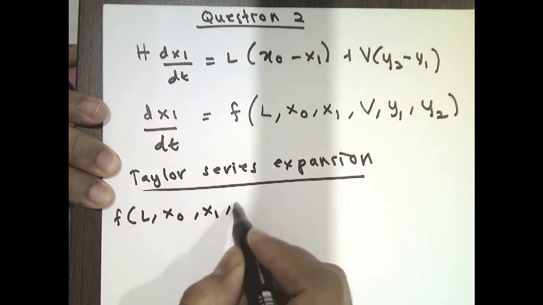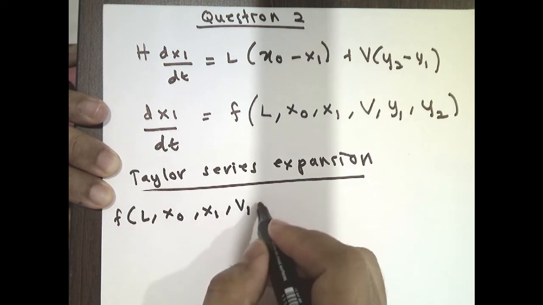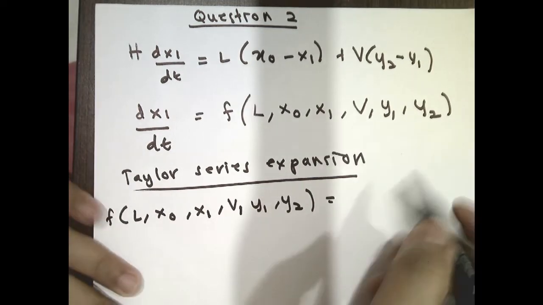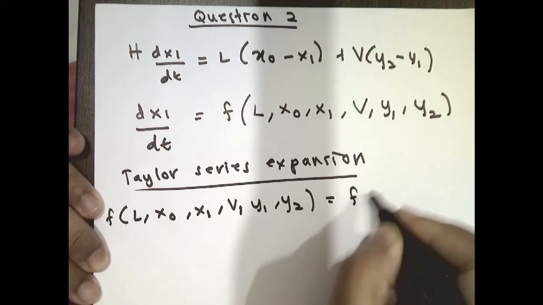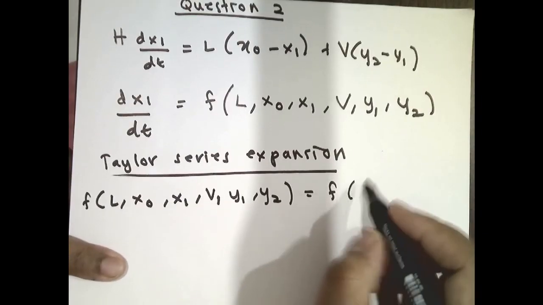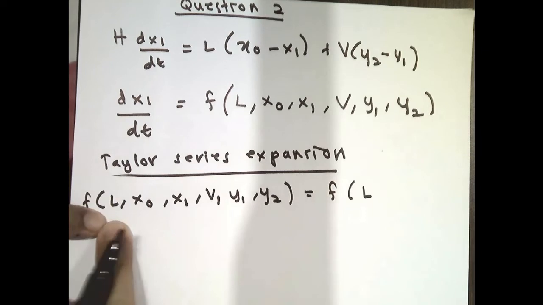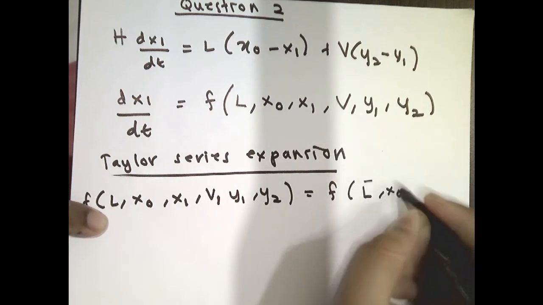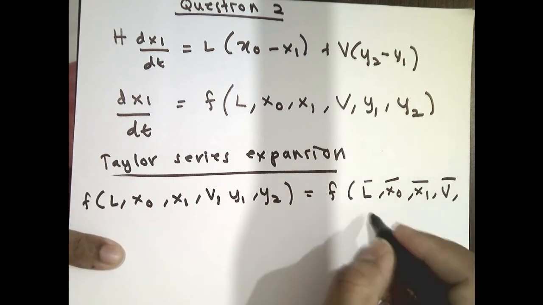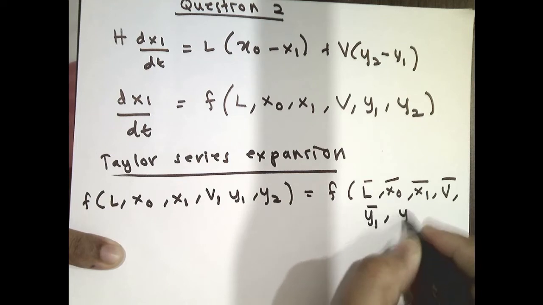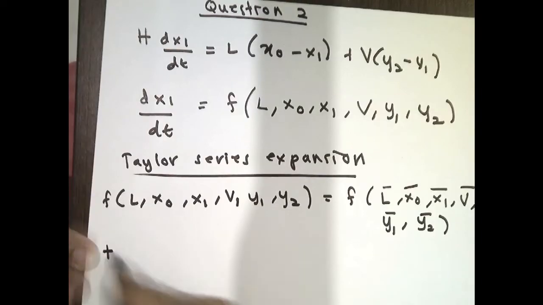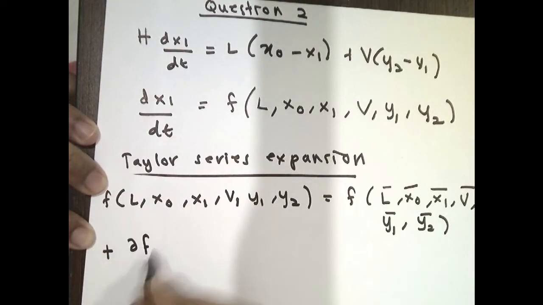F of L, X naught, X1, V, sorry, Y1 and Y2 equals to. First, you put all these in the form of steady state. The symbol of steady state: L will become L bar. X naught will become X naught bar. X1 becomes X1 bar. V becomes V bar. Y1 also Y1 bar. And Y2 is Y2 bar. Okay, so continue with this symbol.